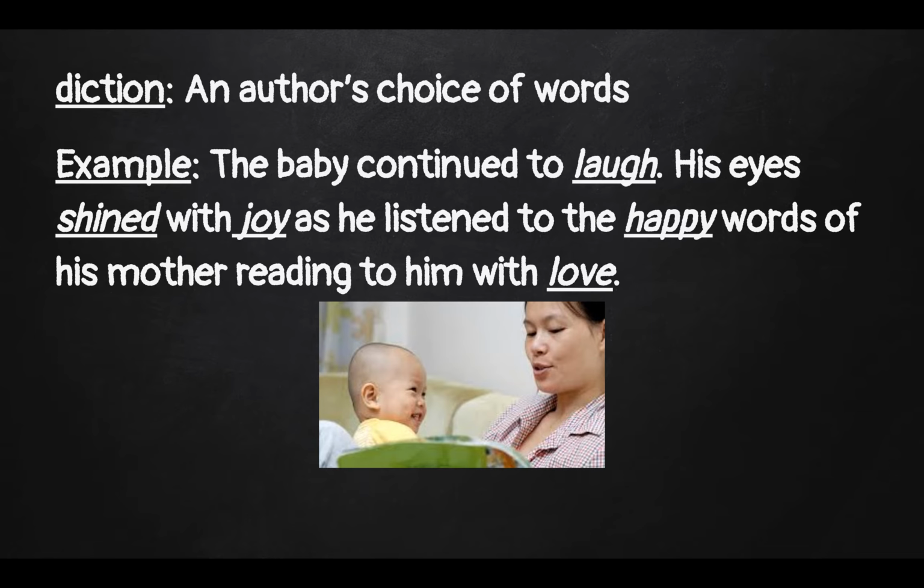His eyes shined with joy as he listened to the happy words of his mother reading to him with love. And you could see I underlined certain words like laugh, shined, joy, happy, love, right? So the author's word choice here is having an impact on us. We're getting that sense of happiness, that joyful moment, and it's created through diction. So you could see how sometimes mood goes together with diction, or mood is created by diction, right? They definitely go together.